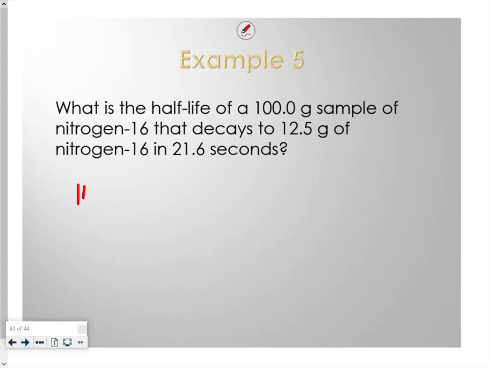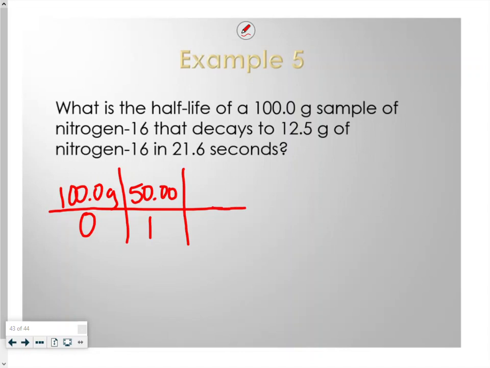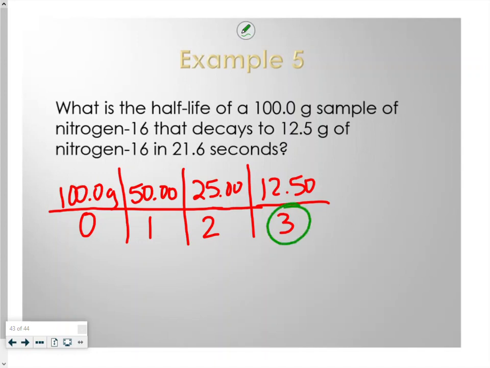We're starting at 100. Let me rewrite that. That looks like 1,000. All right, 100. At 0 half-lives, at 1 half-life we have 50. At 2 half-lives we have 25. At 3 half-lives we have 12.5. So the number of half-lives is 3. Now what can I do with that information to figure out the half-life time?